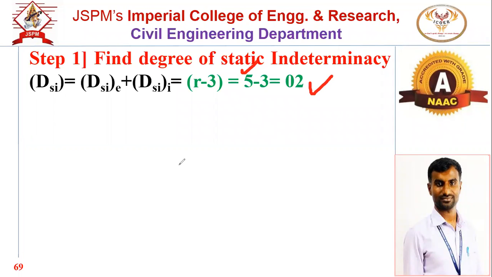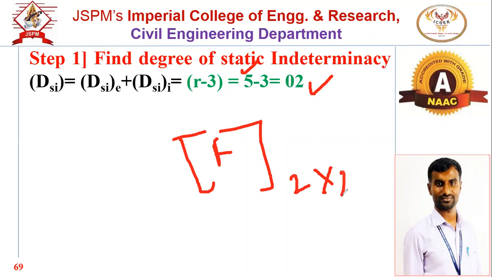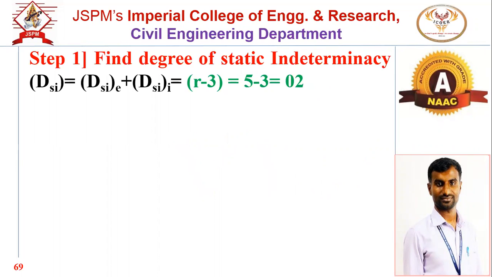Flexibility matrix will be of order 1 by 1, 2 by 2, or 3 by 3. What is the order of the flexibility matrix G? 2 by 2. As DSI is 2, the flexibility matrix will be of order 2 by 2, because this order depends on the DSI, as DSI is 2.